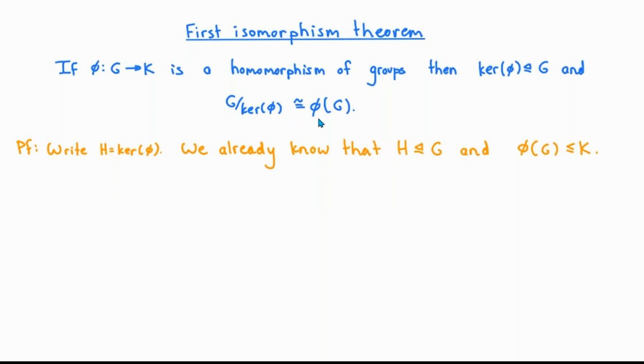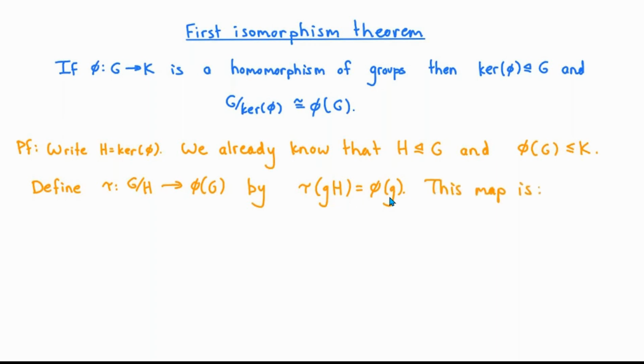Well, in order to do that, let's define a map tau from the quotient group G mod H to phi of G by the rule that tau of a left coset gH maps to the point phi of little g. Now, since I'm trying to define this map by using a representative for a left coset, and since the representative for a left coset is not necessarily unique, I need to first of all check that the map is actually well defined so that it doesn't depend on the choice of representative for the coset that I plug in.